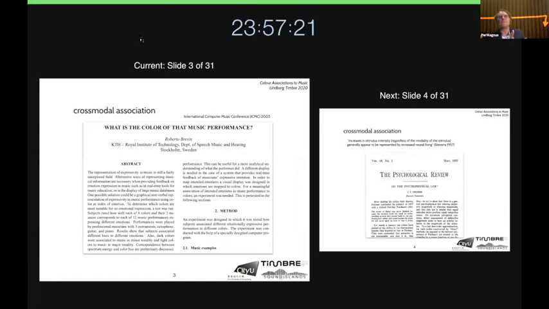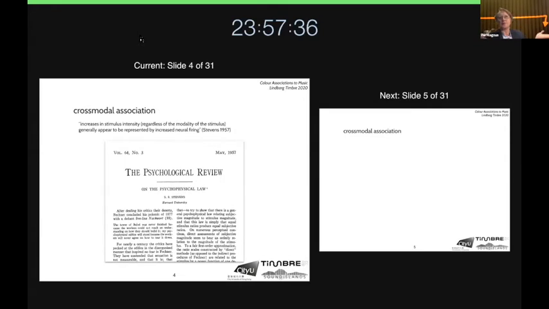My interest in the relationship between color and music started with this article, "What is the color of that music performance?" that Roberto Bresin was presenting at ICMC in 2005. And of course, cross-modal association has been researched for 50, 60 years at least. S.S. Stevens is very much considered the father of psychophysics. And of course, psychoacoustics is one important part of it. Everything that I'll be talking about comes out of this approach to cross-modal associations.